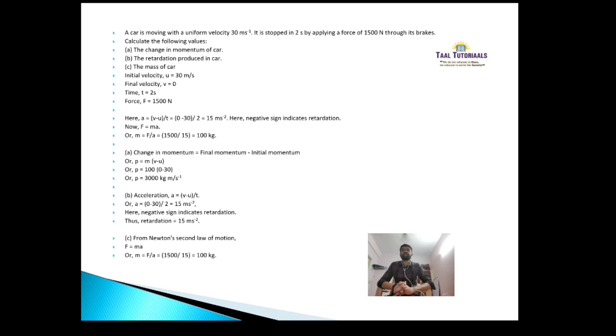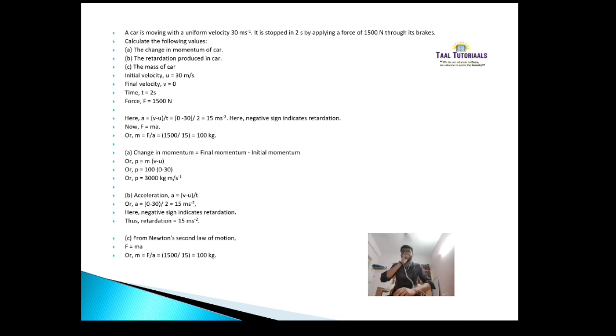Now the first question was the change in momentum of the car. So the change in momentum formula is final momentum minus initial momentum, that is m into v minus u. When we substitute the values, we get the answer as 3000 kg meter per second.